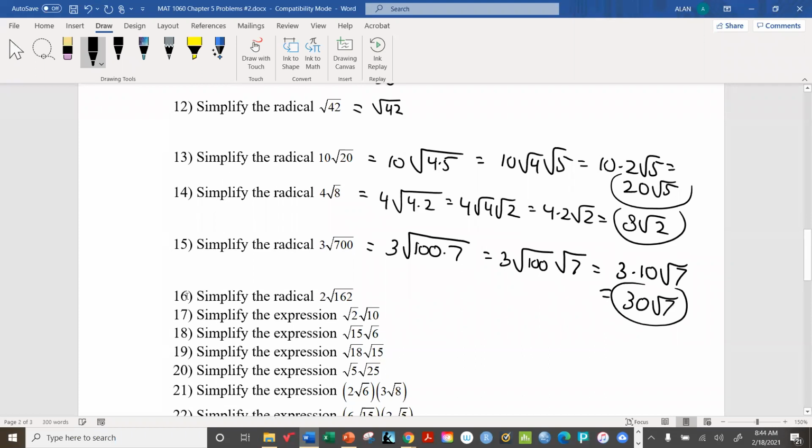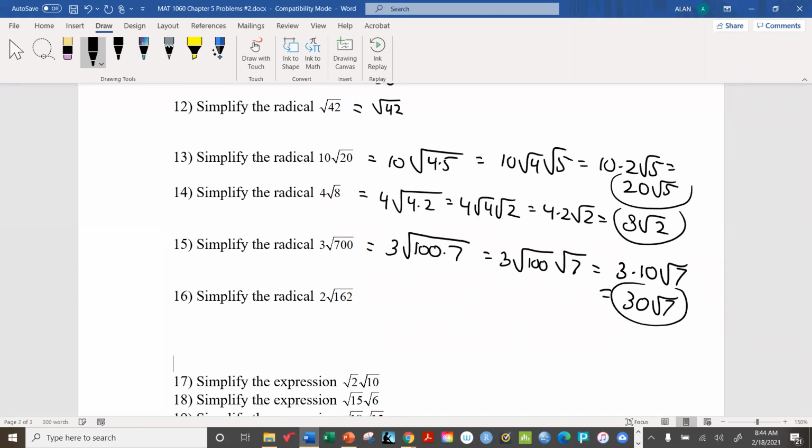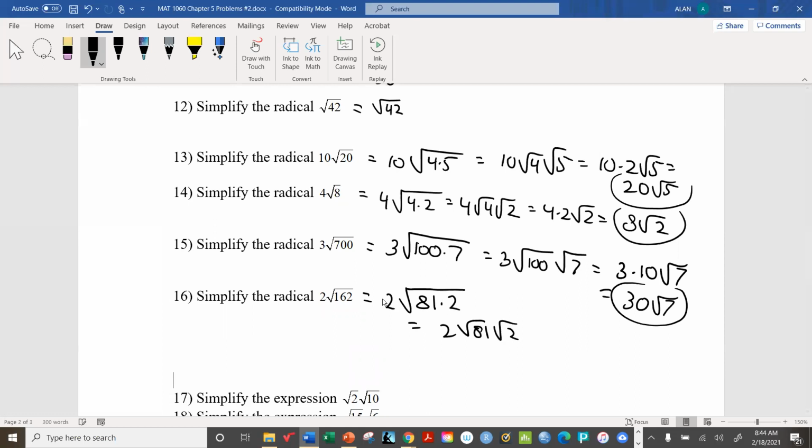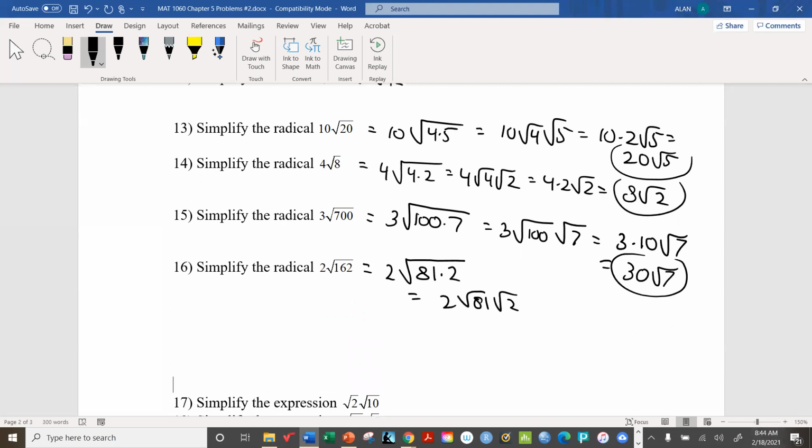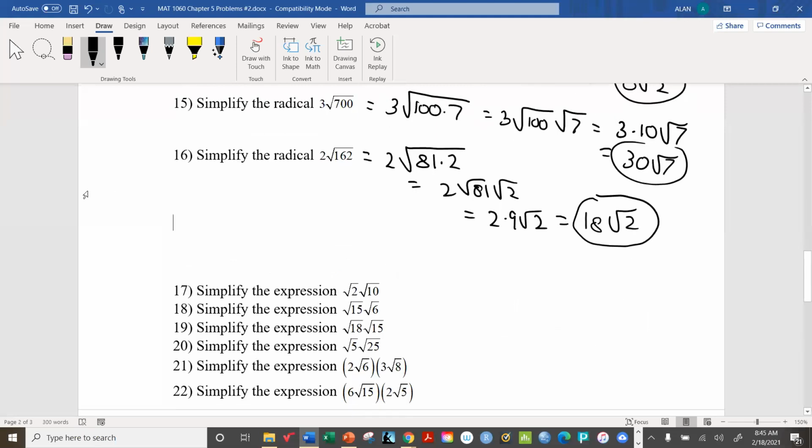Now, what about this one? Okay, let's find out. All right, I have an idea. How about this? 81 times 2. There we go. Because, of course, we know that 81 is the square of 9. And so the final result is 18 radical 2. All right. So we're starting to get pretty good at this stuff, aren't we? Yes, we are.